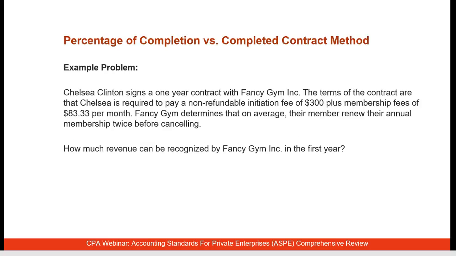So, an example problem. Chelsea Clinton signs a 1-year contract with Fancy Gym Inc. The terms of the contract are that Chelsea is required to pay a non-refundable initiation fee of $300 plus membership fees of $83.33 per month. Fancy Gym determines that on average their members renew their annual membership twice before canceling. How much revenue can be recognized by Fancy Gym Inc. in the first year? So I'll give you guys about 2 minutes.